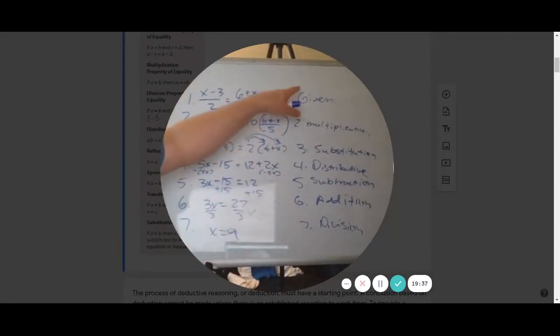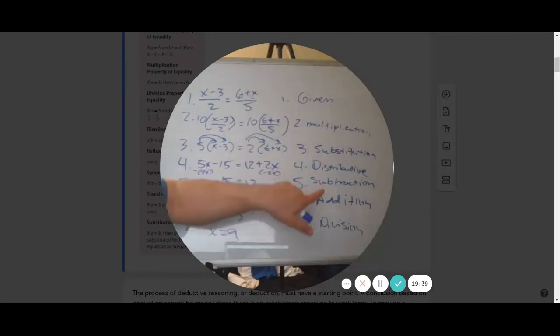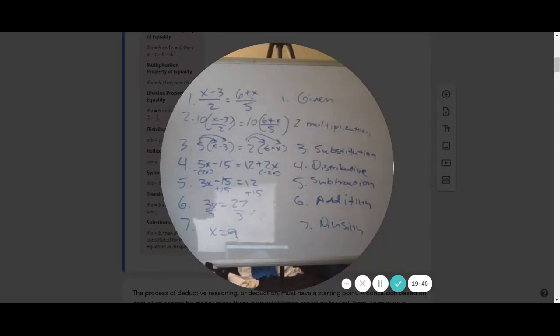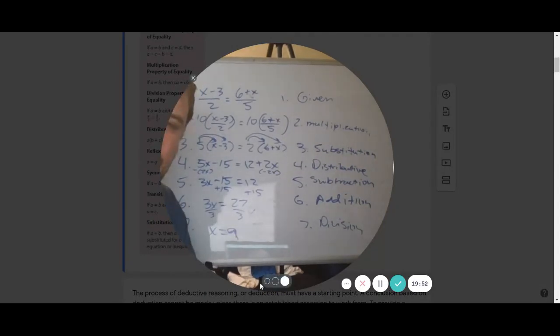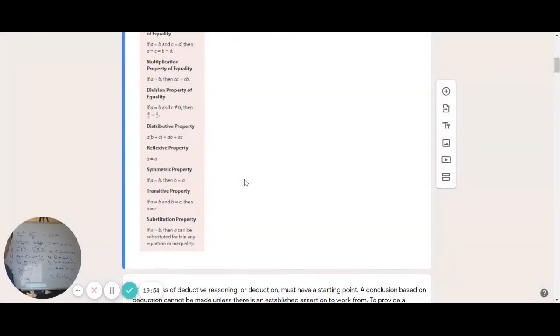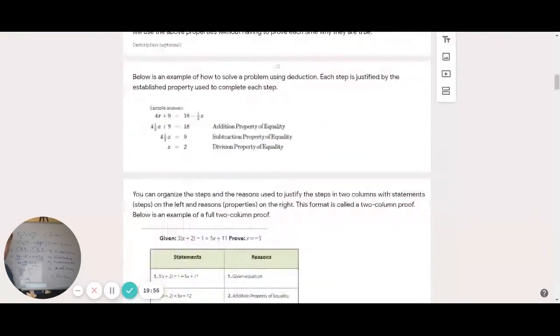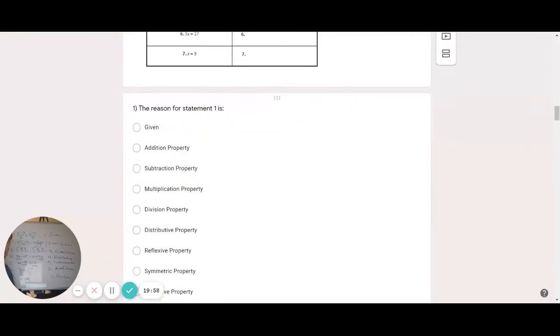So it's given, multiplication, substitution, distributive, subtraction, addition, division. Okay, that's how we do a 2-column proof. That's your first 2-column proof in this class. All right, let's keep moving forward in the lesson.